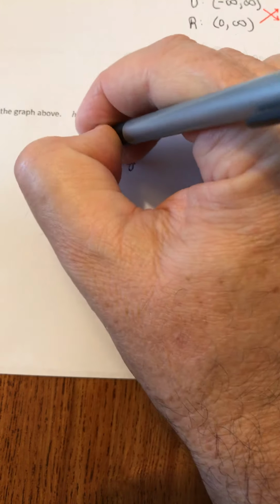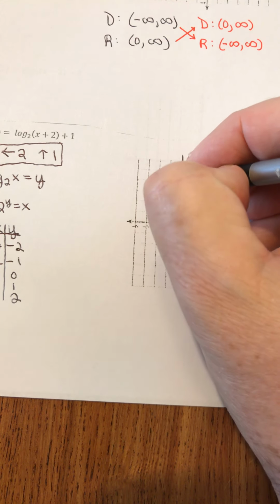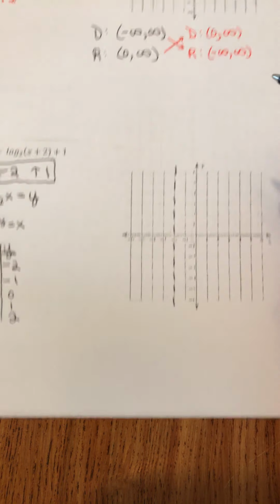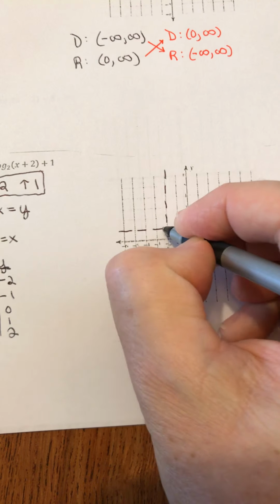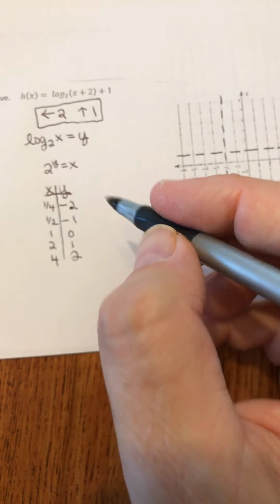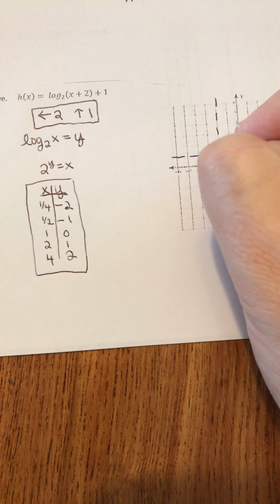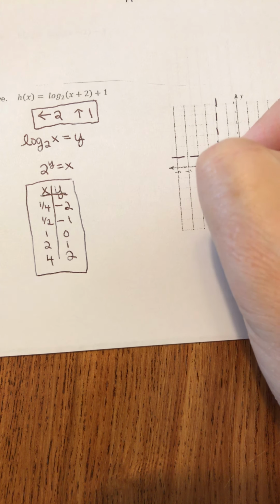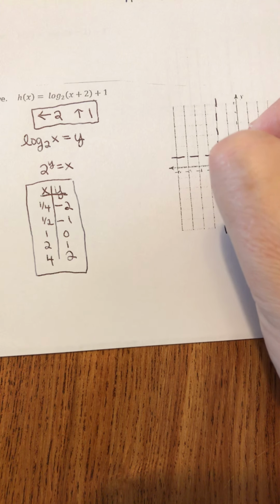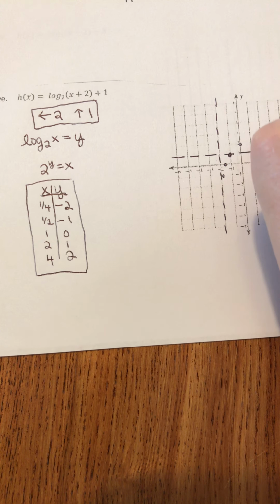But if I put in this translation, just move the y-axis over here. We've been doing this all year, so this is not new. And then up 1. And then I'm just going to graph these ordered pairs starting at my new origin. So 1/4 to the right, down 2. 1/2 to the right, down 1, 1 to the right, down 0, 2 to the right, up 1, 4 to the right, up 2.